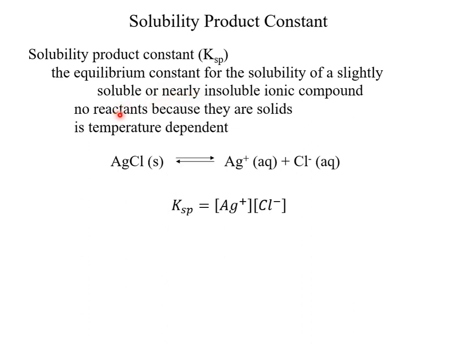When we write out the solubility product constant expression, there are no reactants because they're solids. It is temperature dependent, but we're not going to worry about the temperature dependence. So the equation from the previous page was silver chloride as a solid goes to form silver ions plus chloride minus in an equilibrium. So the Ksp for this expression simply becomes the Ag plus concentration times the chloride concentration. It is important to remember that this is in molarity.